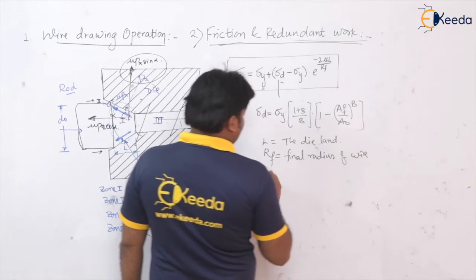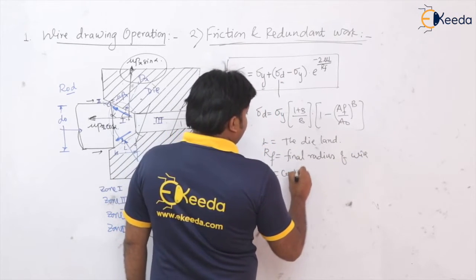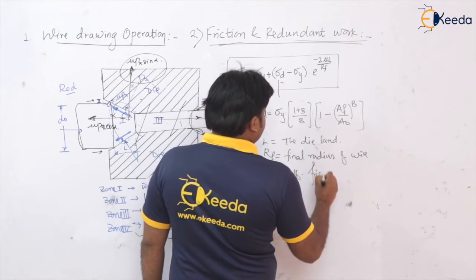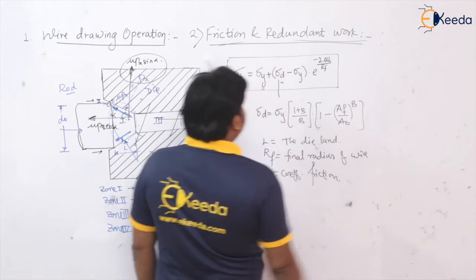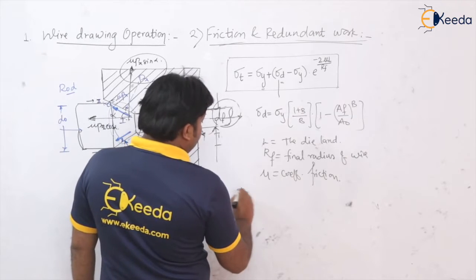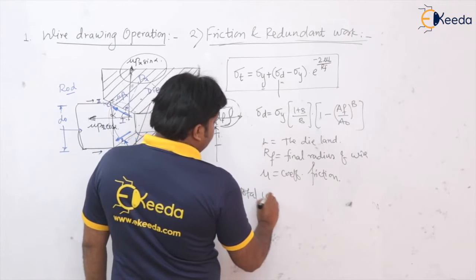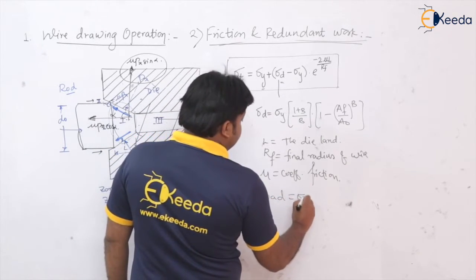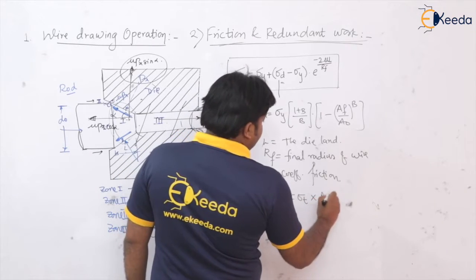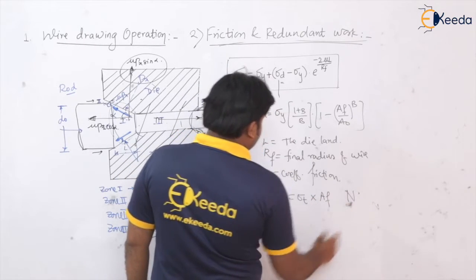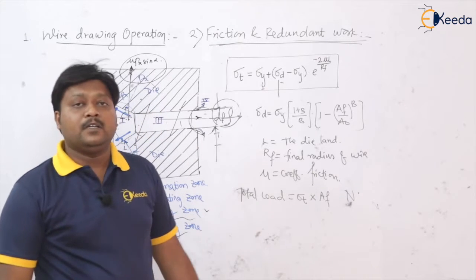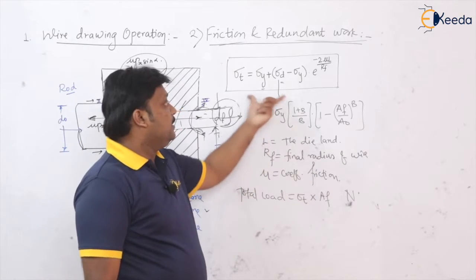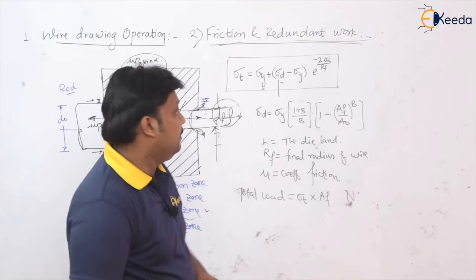Mu is the coefficient of friction. And what is the total load now? If they ask the total load, then this will be sigma T into A final. It is in Newton. So this is also the case, just keep the formula in mind.